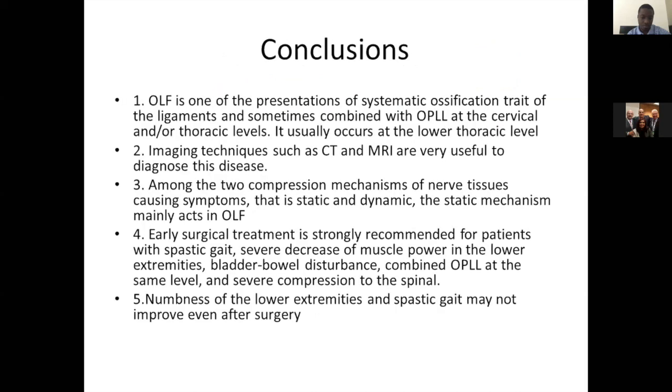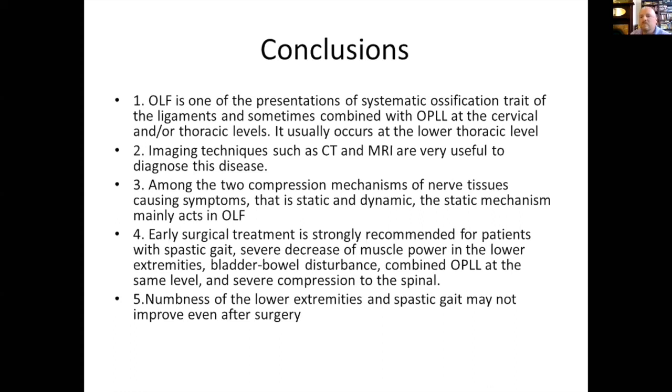The conclusions of this review article are that ossification of the ligamentum flavum is one presentation of the systemic ossification trait of ligaments, and is associated with OPLL, something that I have been seeing more frequently nowadays in the Middle East, by the way. So this is no more a disease of the Asia Pacific or of Japan only, but it's also coming to the Middle East, and I'm sure in Europe and the US as well.